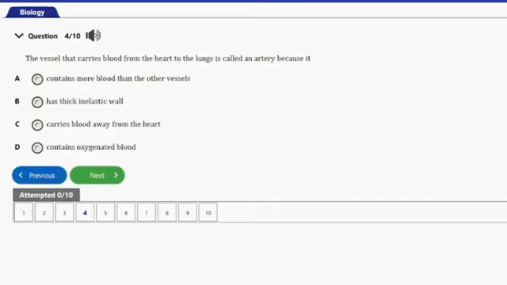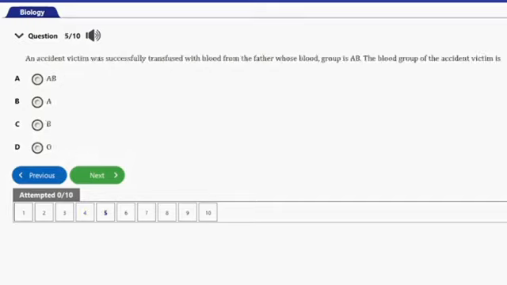Let's consider the next question. That's question number 5. It says, an accident victim was successfully transfused with blood from the father whose blood group is AB. The blood group of the accident victim is A. AB, B. A, C. B, and D. O. The answer to this question is option A, and that's AB. So that's it for that question.